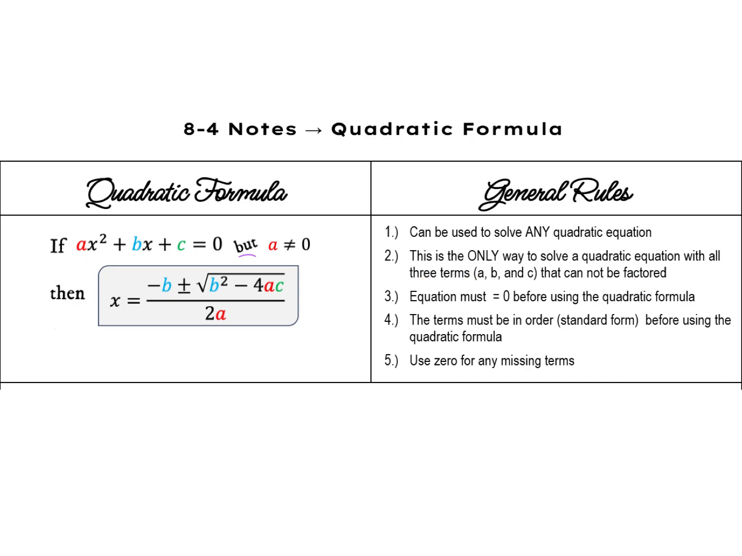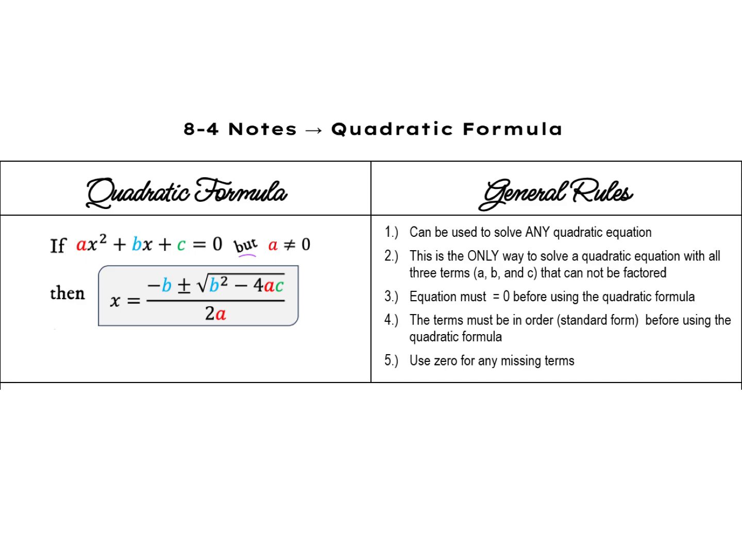In order for it to work, it must be in standard form, which is ax squared plus bx plus c equals 0. So it must be equal to 0 before you can use it. And you should write the terms in order. So ax squared, bx, c, equals 0. All right. If you're missing any terms, you use the number 0 for any missing terms.